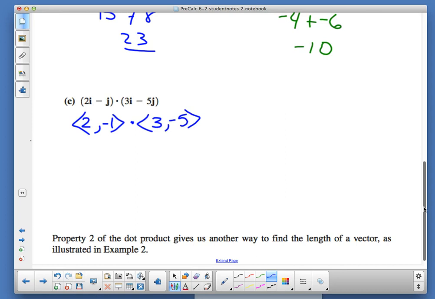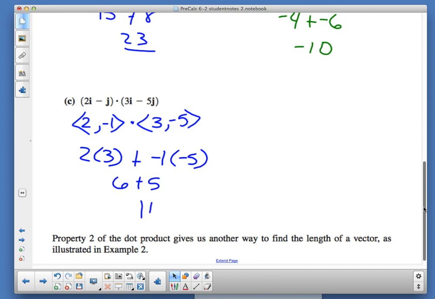You can just see your 2 and 3, and that's going to be 6. Maybe perhaps I'll step it down a little bit slower. So I've got 2 times 3, plus my -1 and my -5. Okay, so I've got 6 plus 5, and I'll have 11 to finish up my answer. Any questions about that?